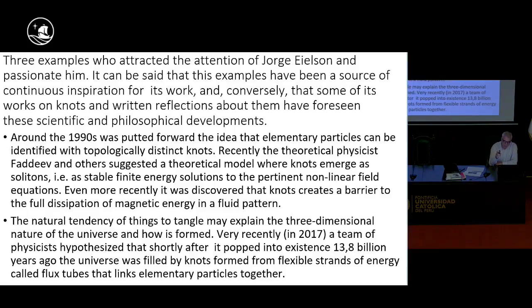The second example is the following. The natural tendency of things to tangle may explain the three-dimensional nature of the universe and how it is formed. Very recently, in 2017, a team of physicists hypothesized that shortly after it popped into existence, 13 billion years ago, the universe was filled by knots, formed from flexible strands of energy which are called flux tubes that link elementary particles together. This is a very recent discovery.